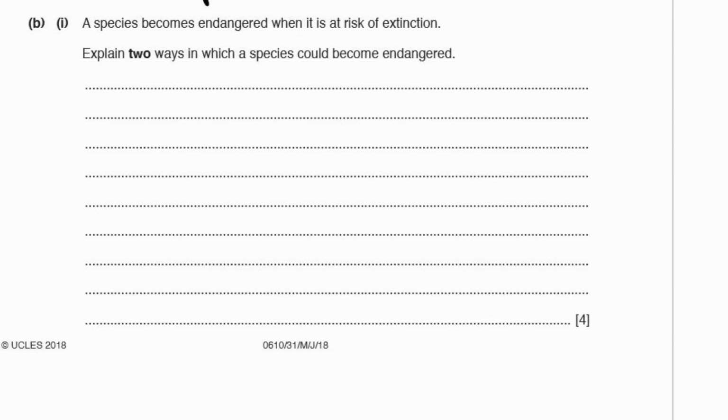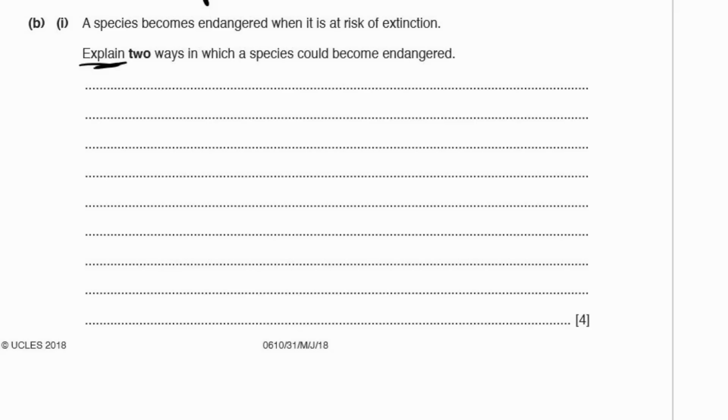B1. A species becomes endangered when it is at risk of extinction. Explain 2 ways in which a species could become endangered. Okay, so it says explain, which means really you should be stating the way and saying how that could make them become endangered. The mark scheme's a bit confusing about this because it doesn't actually say that you need to explain it, but that's generally what you do when it says explain, especially as it says there's 2 ways and it's a 4-mark answer.